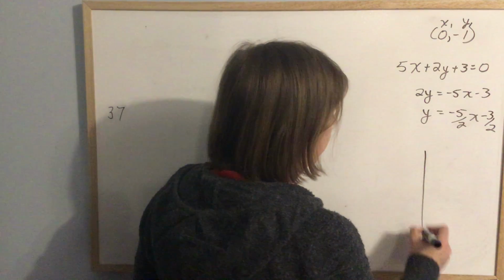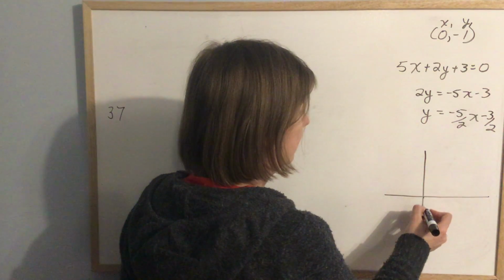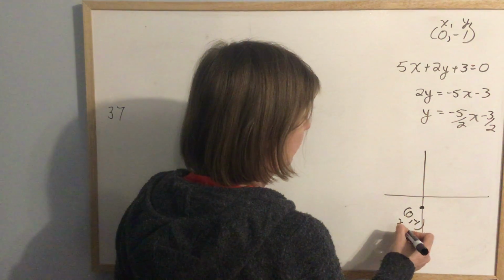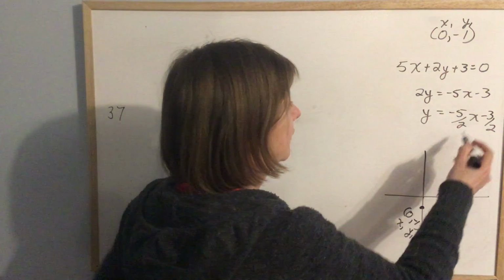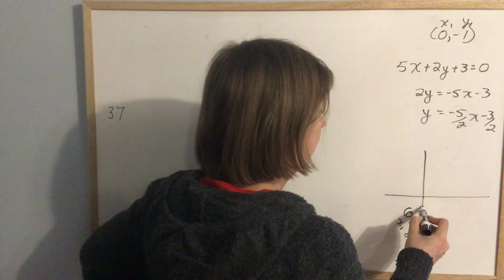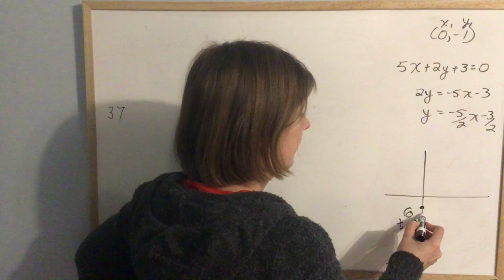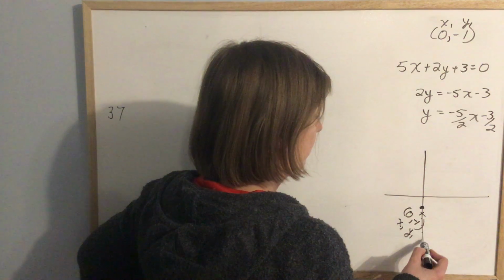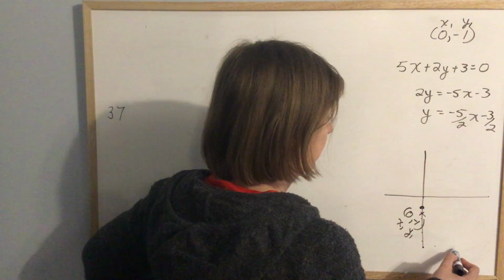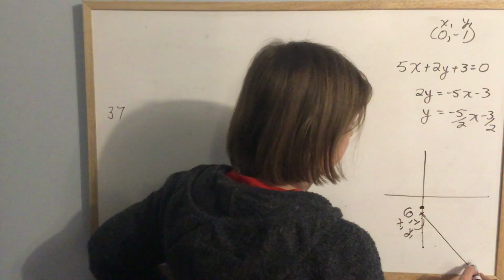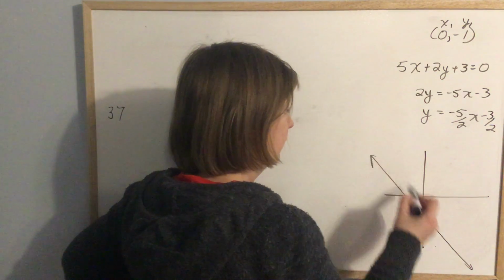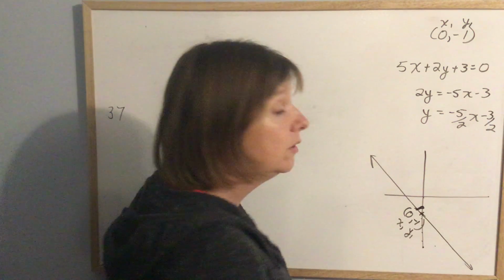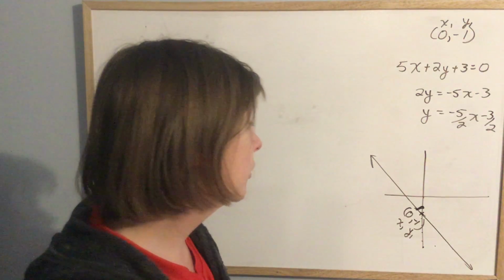So my point is 0 and negative 1. So that's my x1 and my y1. And my equation is negative 1.5. So it's like here. And then down 5, 1, 2, 3, 4, 5, and over 2, 1, 2. So it's like here. So a perpendicular line is going to be like here. Really, really little, really, really short, right?